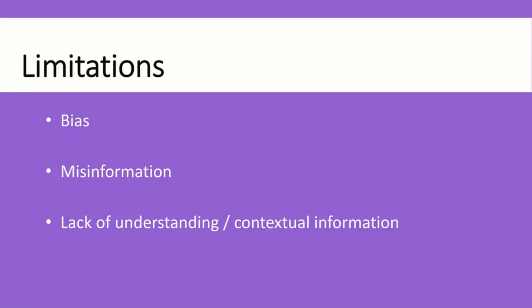Okay, so what are the limitations of AI? There's always a catch to something. And there are three key ones when it comes to research. The first one is bias.